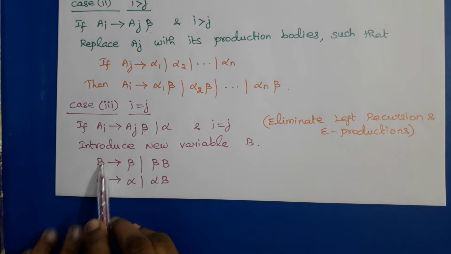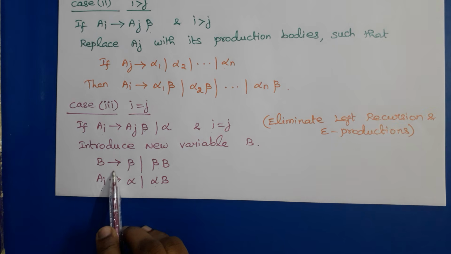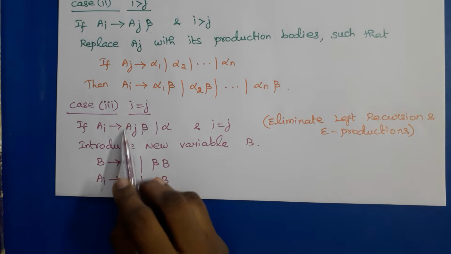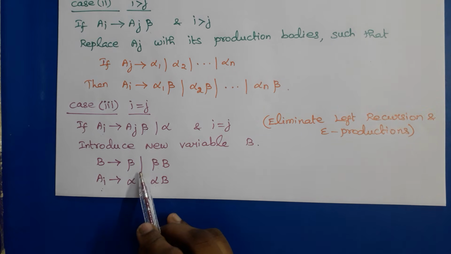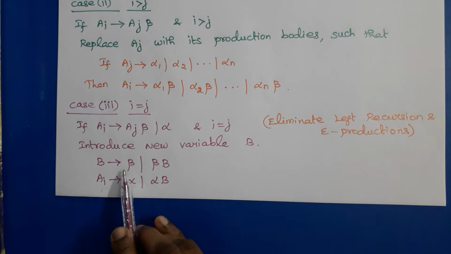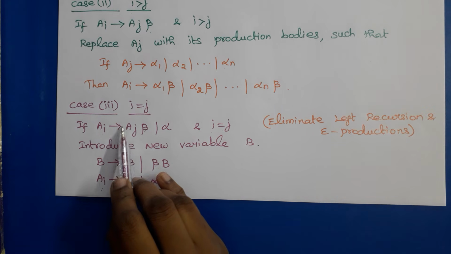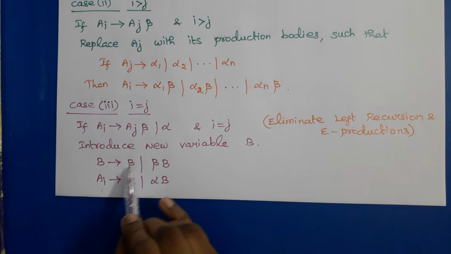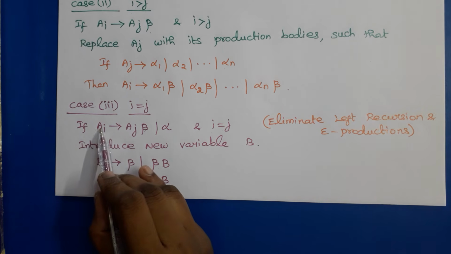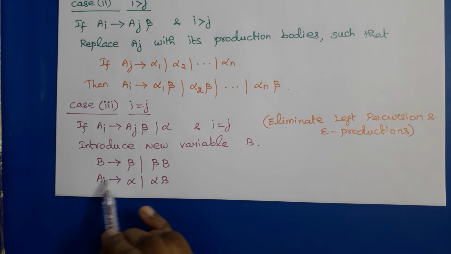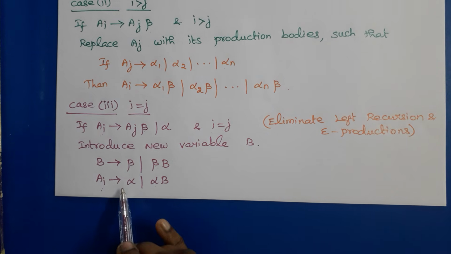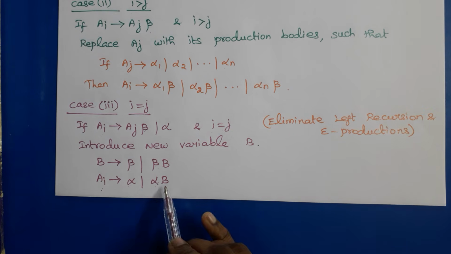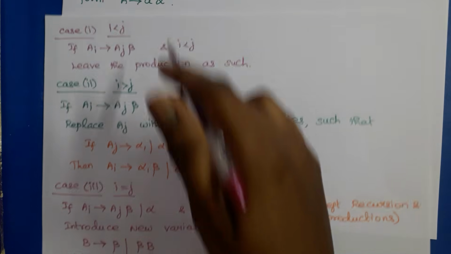So we have to introduce a new variable B, and that variable B tends to write all the symbols from the left recursive productions except the first symbol. So beta bar, again rewrite the same productions, beta B. Sometimes we may have more than one left recursive production, so we need to write everything. So beta bar, then beta B. Then we need to rewrite the same A_i. This A_i tends to write all the non-left recursive productions, so alpha bar, then rewrite the alpha with B at the end. So this is step 3.